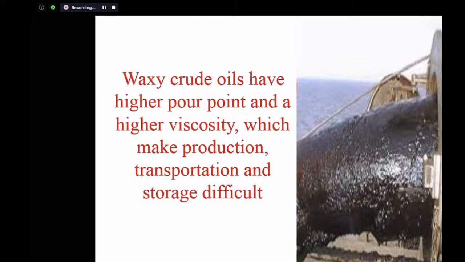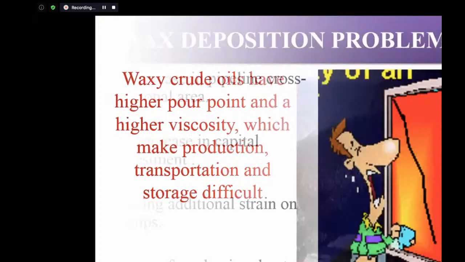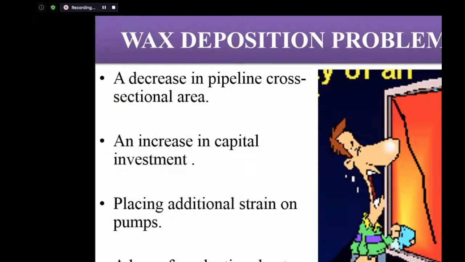The pipelines till the storage tanks in your refinery. So when you're talking about flow improvers, they solve the problem right at the three stages: production, transportation, and storage. Okay, so what will happen with the wax deposition problem?